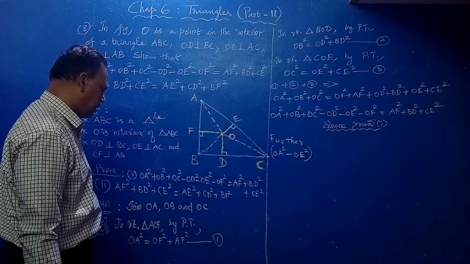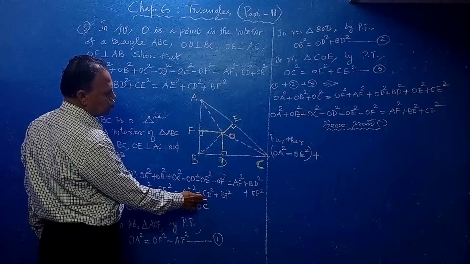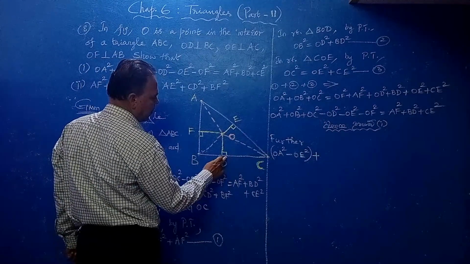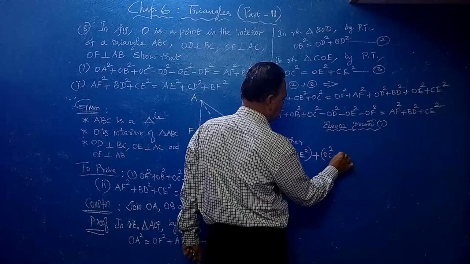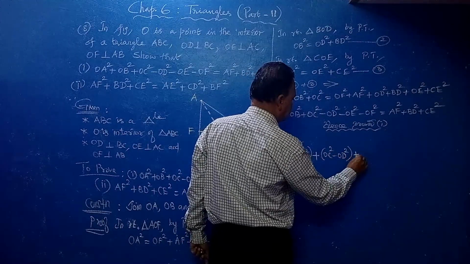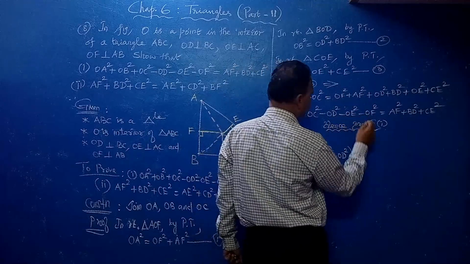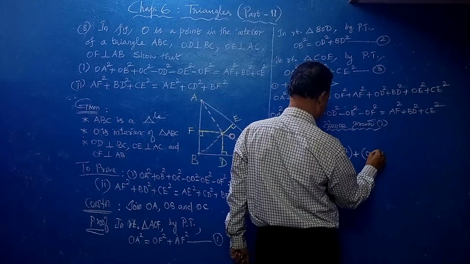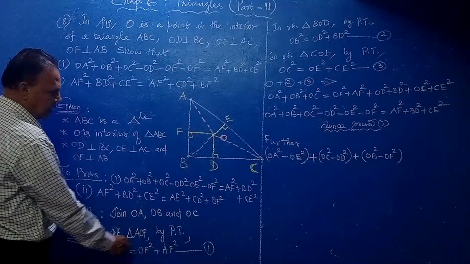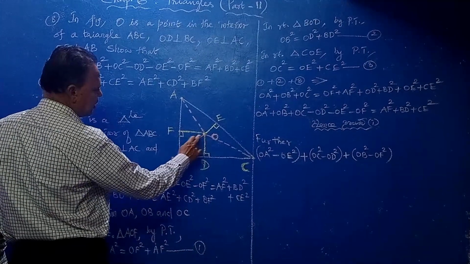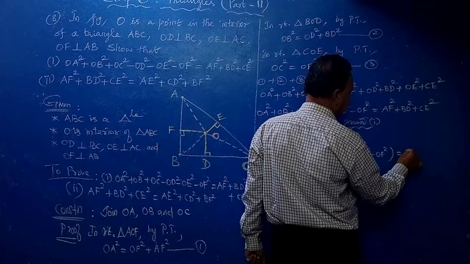OA squared minus OE squared plus next CD squared. CD squared is involved here, so this can be written as OC squared minus OE squared. OC squared minus OE squared you already have, plus the remaining: OC squared already written, then OB squared minus OF squared. Correctly you get that BF squared is nothing but OB squared minus OF squared. Getting or not? Yes, that is equal to; you write this right-hand side as it is, no change.